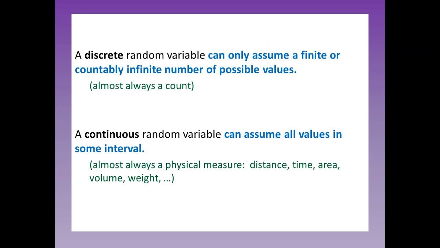The way that you would get a countably infinite number of possible values is if you have a count where there's no highest possible value. A continuous random variable is one that can take any value in some specified interval. Realistically, these are almost always physical measures, things like distance, area, volume, weight, and so forth. Time is not a physical measure, but the way that time is measured is analogous to things that are.